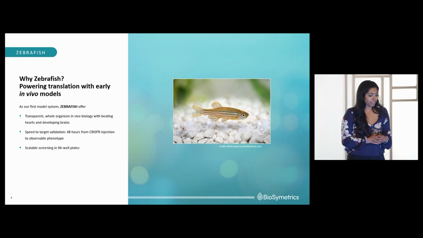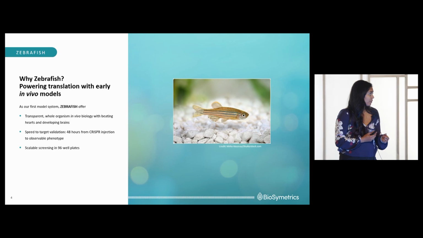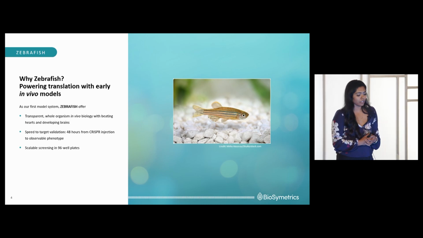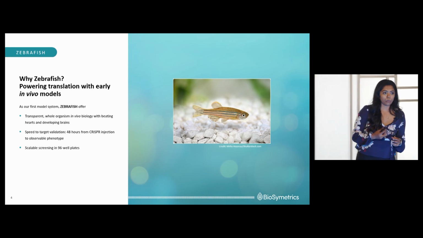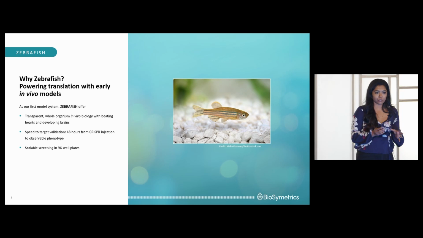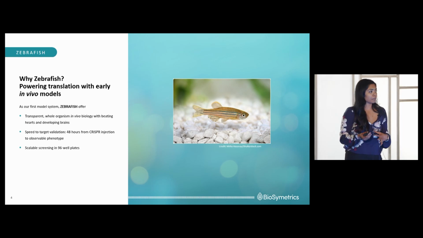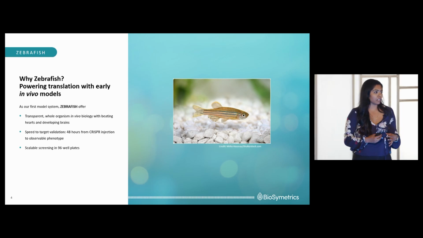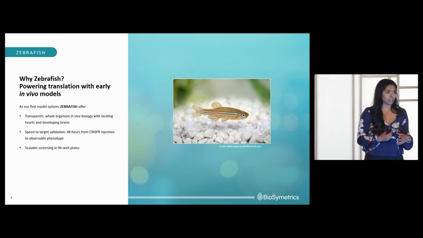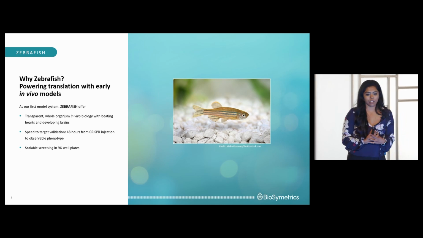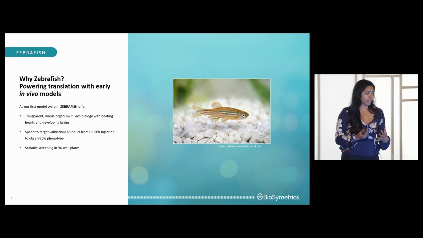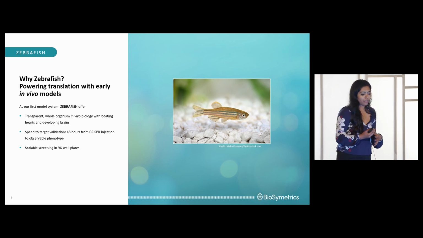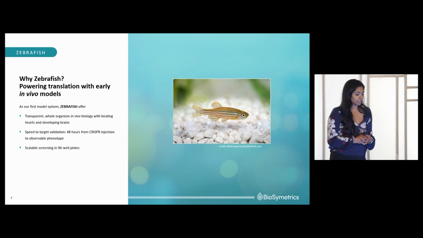So the zebrafish itself is very fast in terms of target validation. From 48 hours from the initial CRISPR injection, you're able to see some sort of phenotype. What a CRISPR injection is, it's just a tool that basically disrupts a certain gene, and that gene will eventually show a phenotype of interest. So whether it be heart abnormalities or brain dysfunction, whatever it might be, that's what that specific tool does.